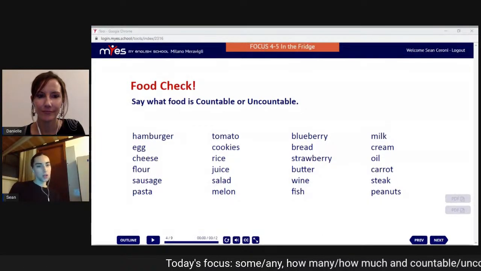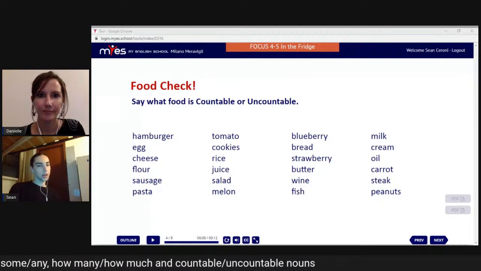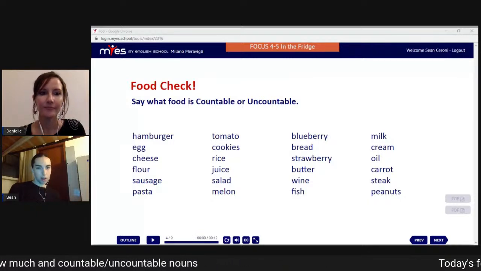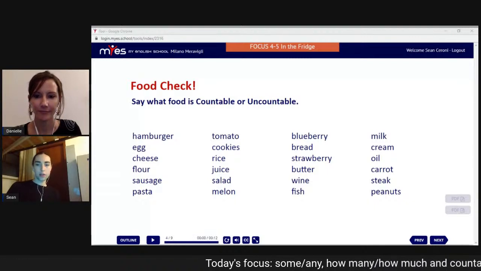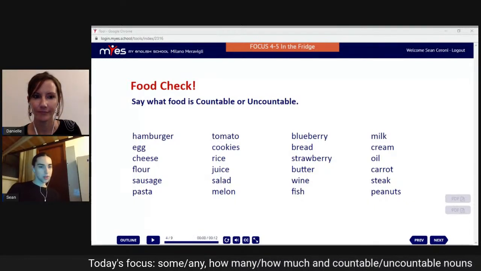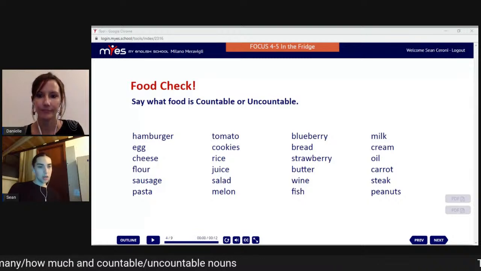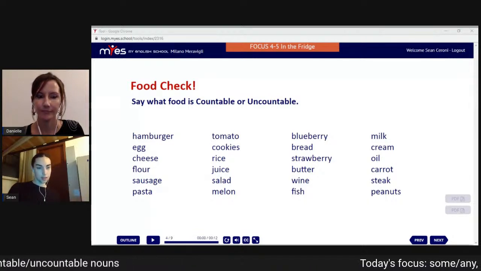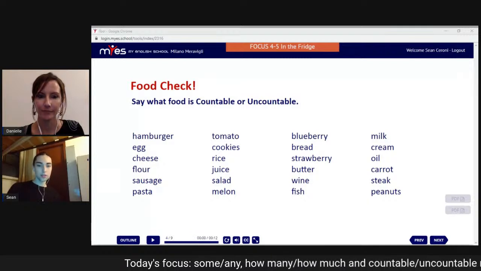So, food check. Say what food is countable or uncountable. So here we have a lot of vocabulary, and I think both of us will read through it to give you an idea of the pronunciation in my accent and then in Danielle's, because they're quite different. So I'll begin. I'll just go through them all.